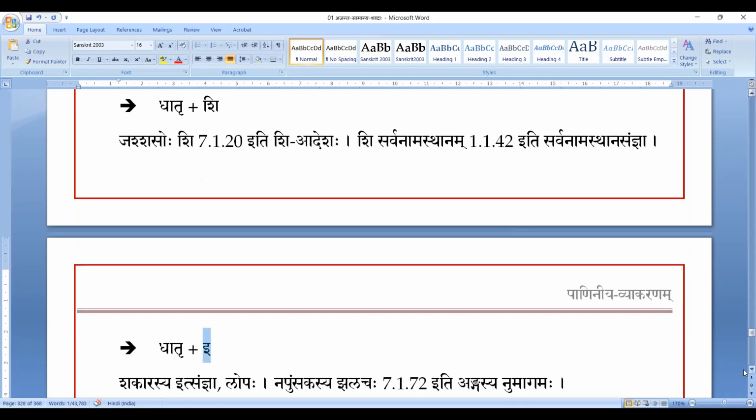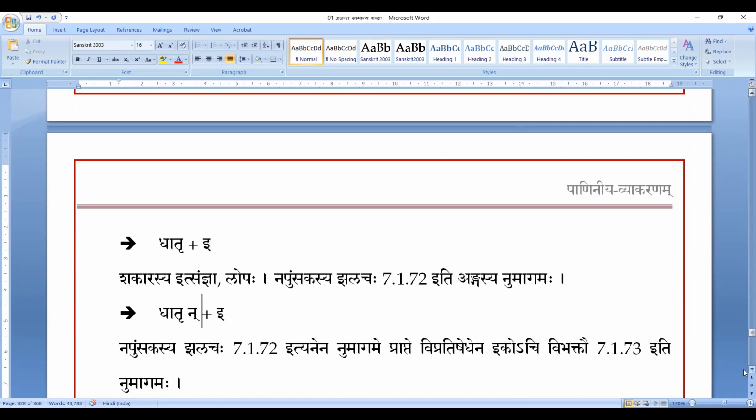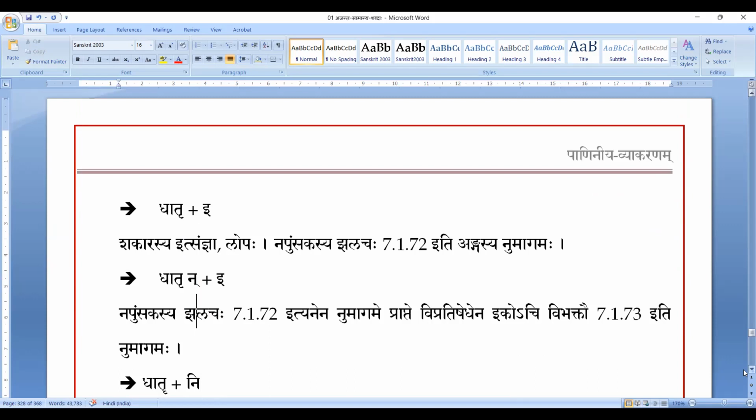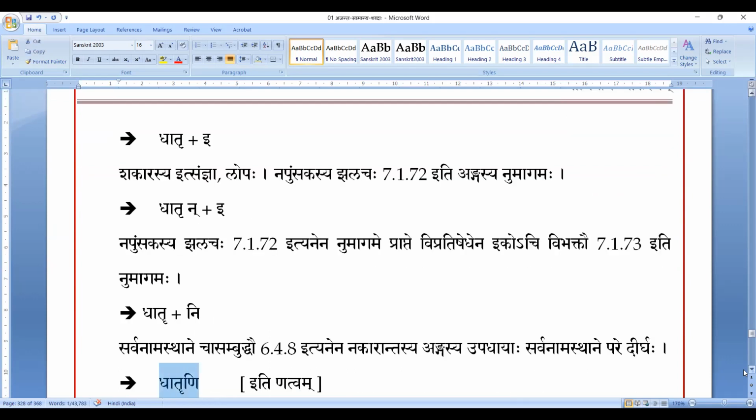By Napumsakasya Jalachaha, Num will come. But the Zikara is Ikochi Bhakta also, right? So therefore, Pratikshite Param Karyam, Ikochi Bhakta, by Iko Achi Bhakta, Num will come, therefore you get Datran plus E, Datra, Ni. Then Sarunavastane Chasam Buddho, Datruni iti Rupam. Of course, Natum also happens, Datruni. Pratama Bhakti, Bhaguvachanam, Datruni. This is an example for Rikaranta Shabda.